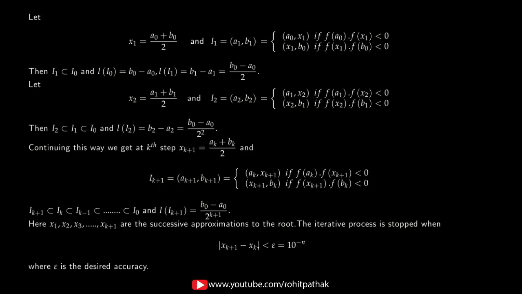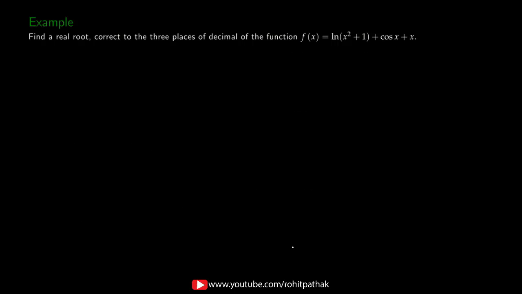The desired accuracy may be a root up to 2 places of decimal, 3 places of decimal. So depending on the desired accuracy, the process will stop. Now take an example. Find a real root correct to 3 places of decimal of the function f(x) = log(x^2 + 1) + cos x + x. So you are given this function and you have to find one real root of this function.